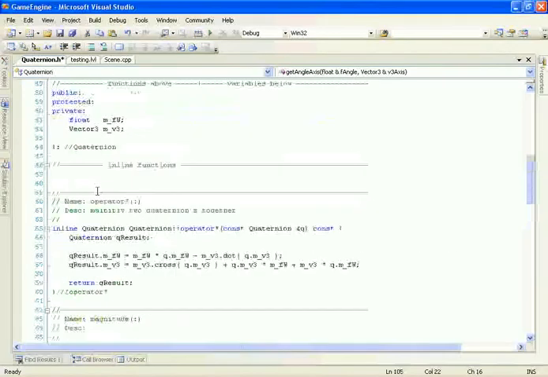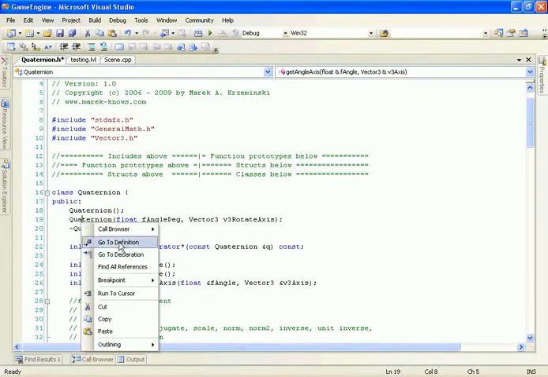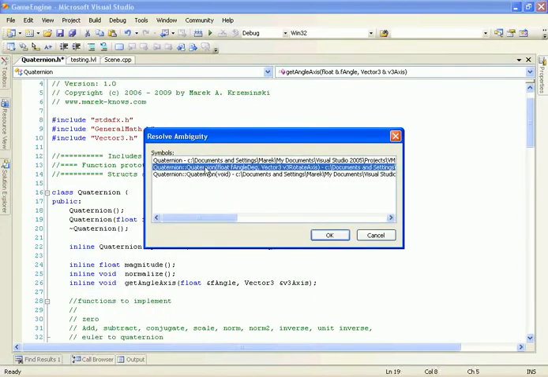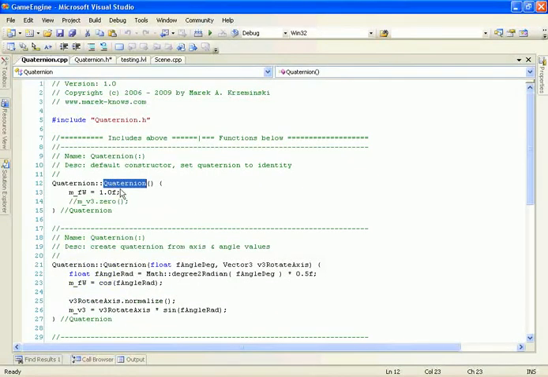Then we also have the constructor here to take a look at. First, take a look at the regular constructor, where all I'm going to do is set the W value to 1, and the vector component is going to be zeros, but we don't need to define it since it gets defined inside of the constructor, so that's why this is commented out.